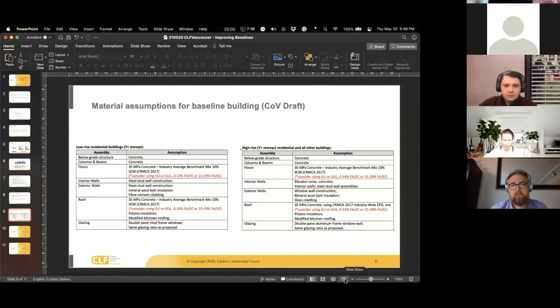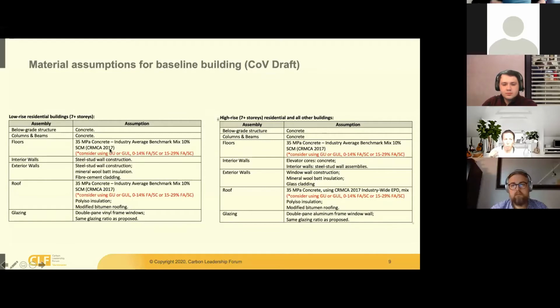Now, I'd be curious to get your feedback on the overall approach of this, whether or not this is the right type of approach, and maybe having some specific comments on the individual elements in here as well.